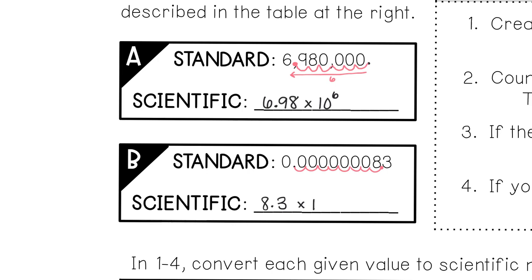My second number is going to be a power of 10. I moved that decimal to the right 8 times. I moved it to the right, or I started with a really, really small number, so that's going to be a negative exponent.